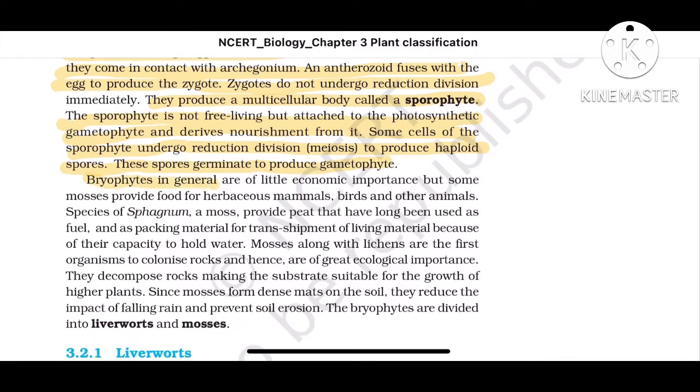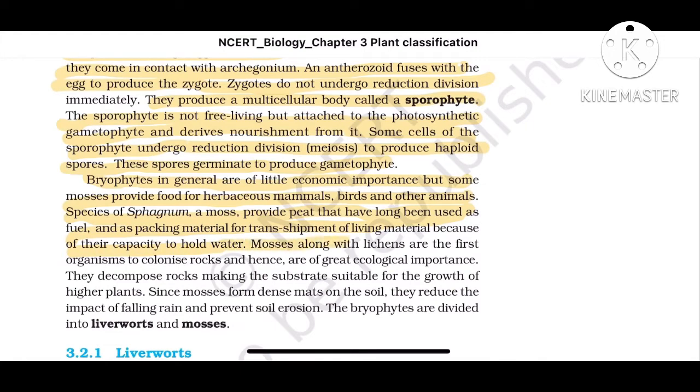Bryophytes in general are of little economic use, but some mosses provide food for herbaceous mammals, birds, and other animals. Species of Sphagnum, a moss, provide peat that has long been used as fuel and as packing material for transshipment of living material because of its capacity to hold water.